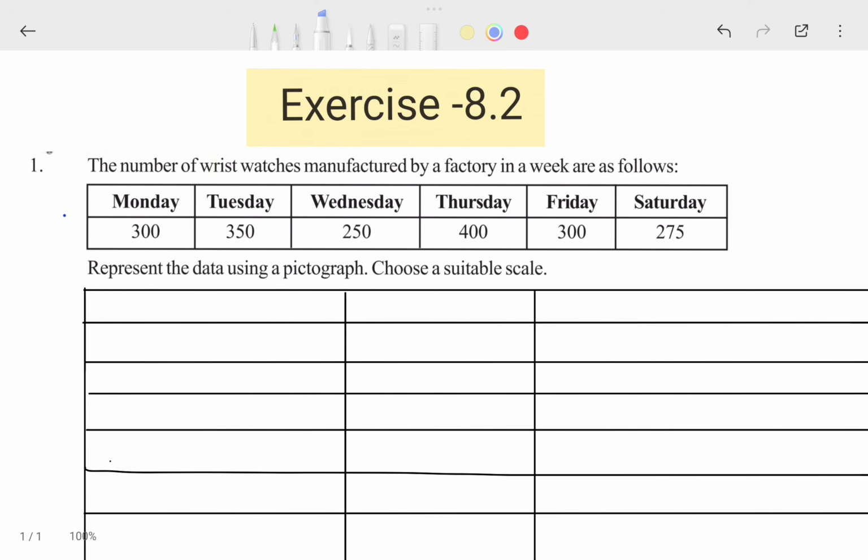This is an easy question, but we have to understand something. The numbers of watches manufactured by a factory in a week are the following. There is a factory making watches. In a week, on Monday the company makes 300 watches, on Tuesday 350 watches, on Wednesday 250 watches, Thursday 400, Friday 300, and Saturday 275.